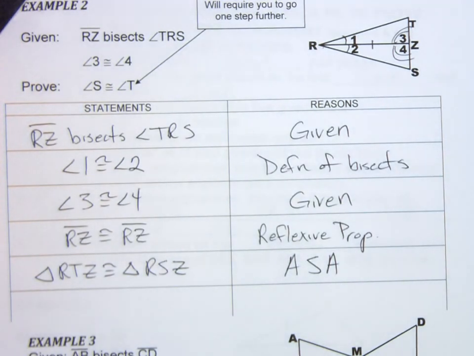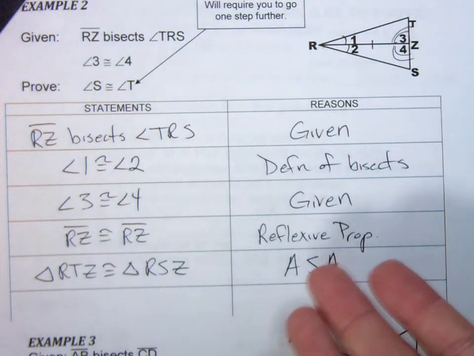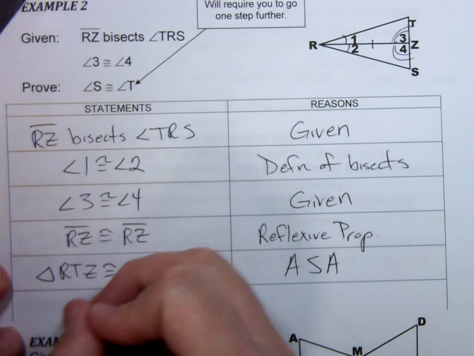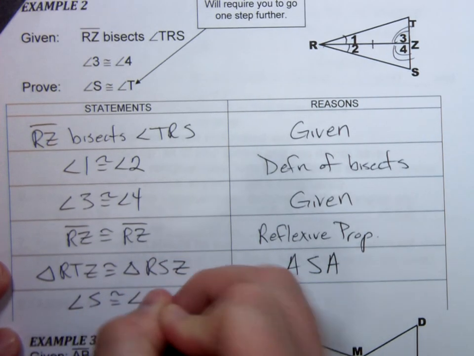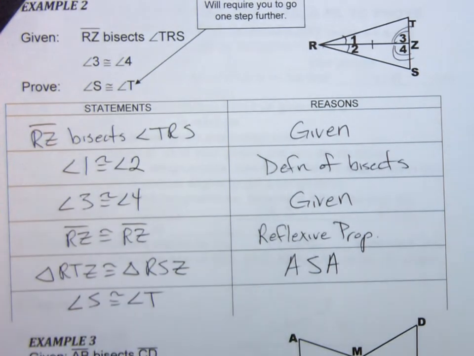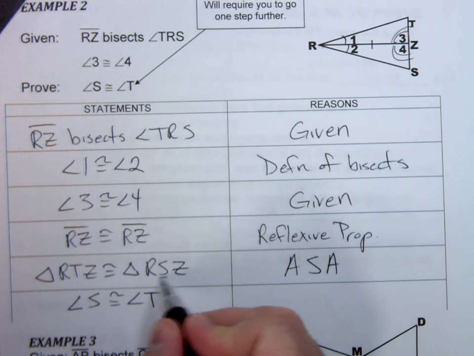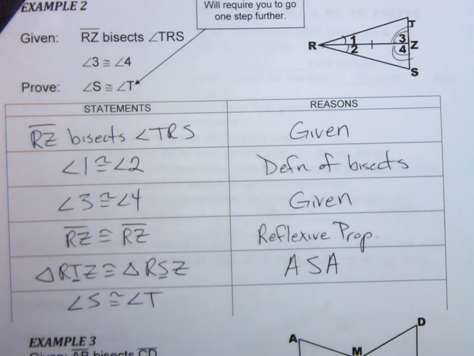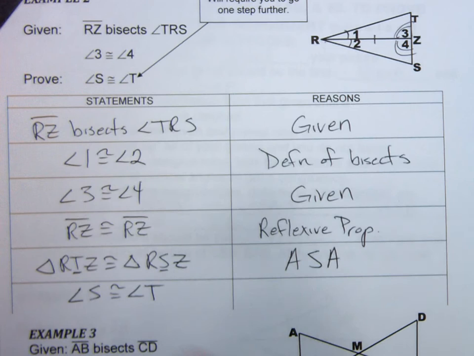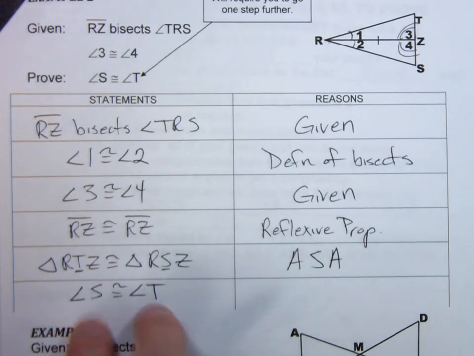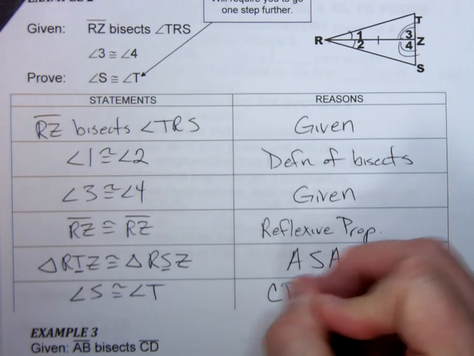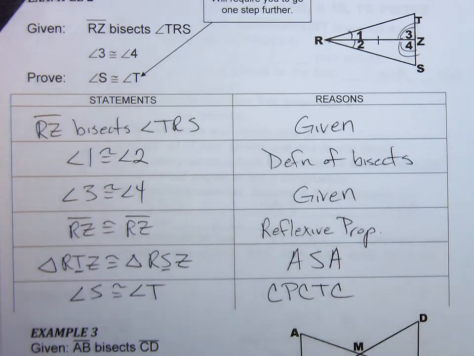So now we've been doing those earlier in the notes. How can I then take that and say that angle S is congruent to angle T? Well, if I know these triangles are congruent already, then I know all their corresponding parts have to be congruent. Does S correspond with T? Yes, it does. So I know this is true because corresponding parts of congruent triangles are congruent.